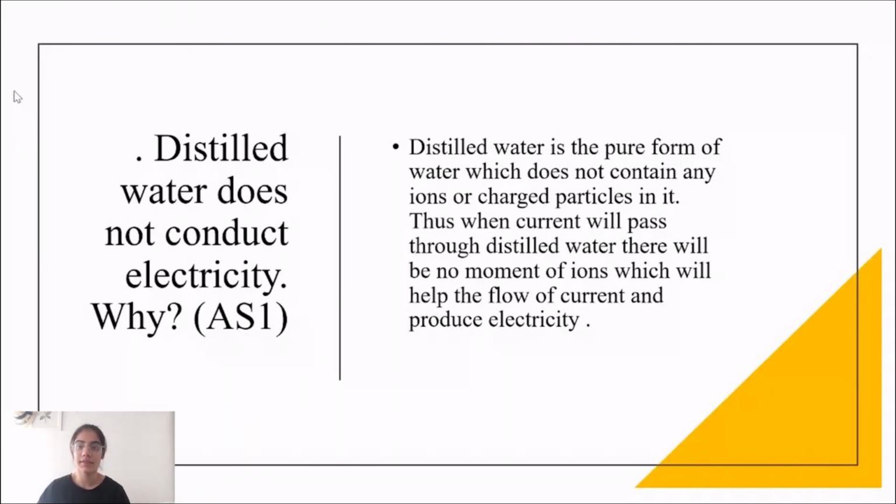So, to answer this question, you can say distilled water is the pure form of water which does not contain any ions or any charged particles, nor does it dissociate. Hence, when current is passed through distilled water, there will be no movement of ions which will help the flow of current and produce electricity.